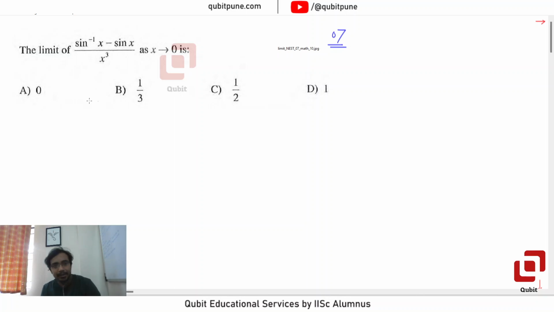It's a limit problem. The limit of sine inverse of x minus sine of x upon x cube as x tends to 0 is 0, 1 upon 3, 1 upon 2 and 1. Now, to solve this problem, the best approach would be L'Hospital's rule. Okay, so let us see whether L'Hospital is applicable first of all. In most of the cases it will be applicable because you cannot have a multiple choice question for such entrance examinations.